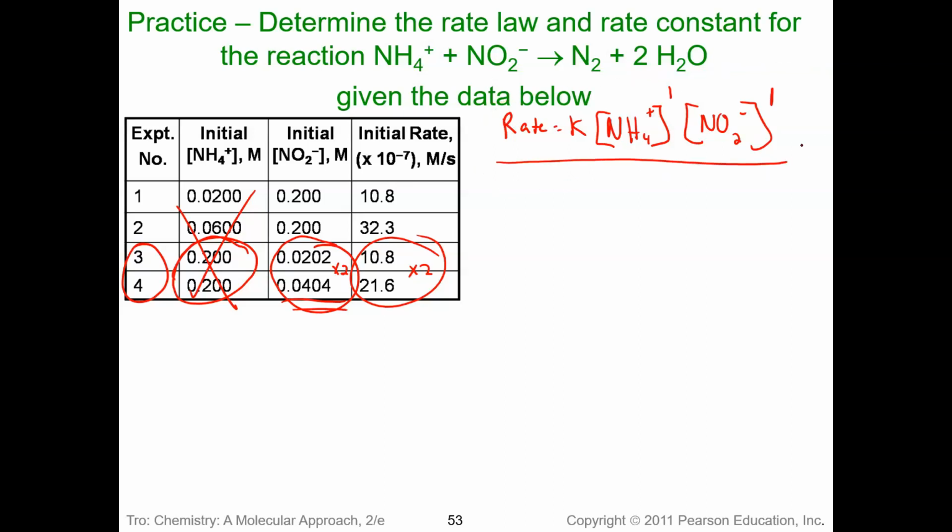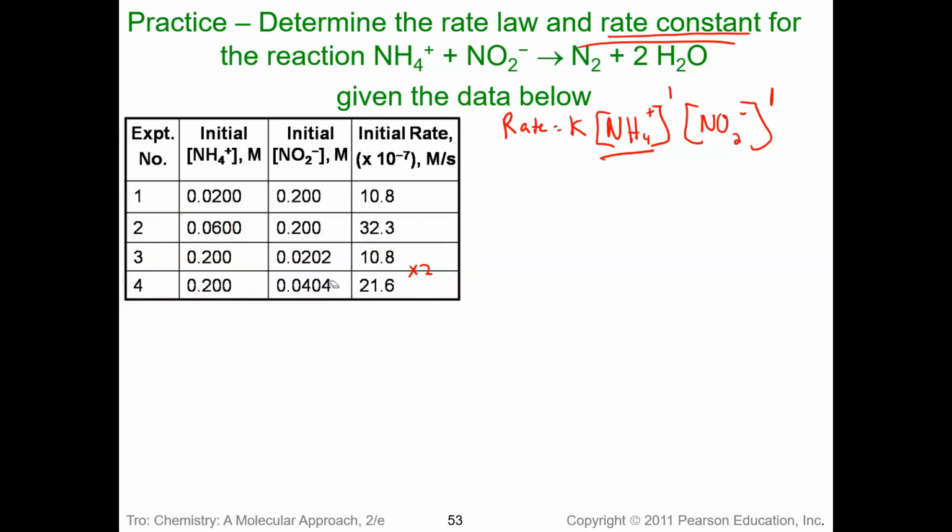We would say that this rate law is first order with respect to NH4 plus and first order with respect to NO2 minus. The overall rate would be second order. So we'd say this is a second order overall reaction, but first order with respect to NH4 plus and first order with respect to NO2 minus. They also want our rate constant. Now when we do our rate constant, it doesn't matter which experiment we choose.